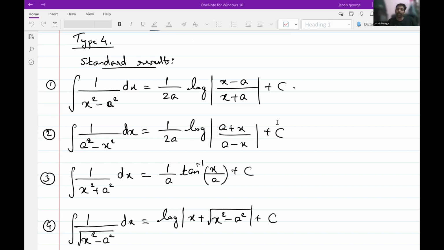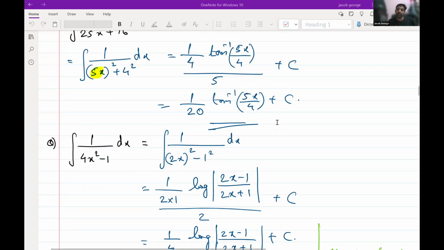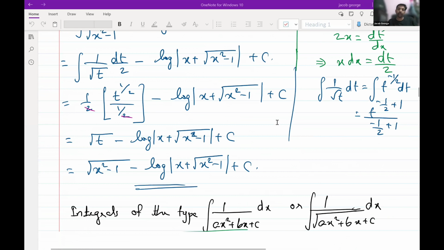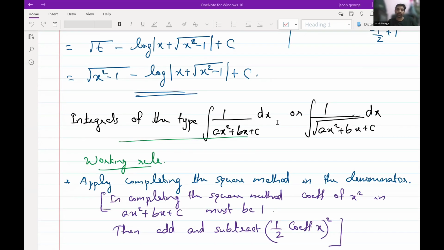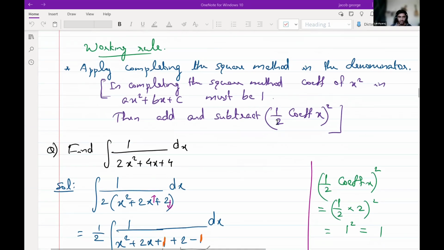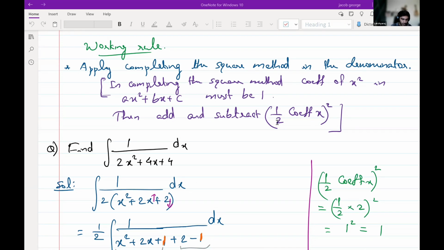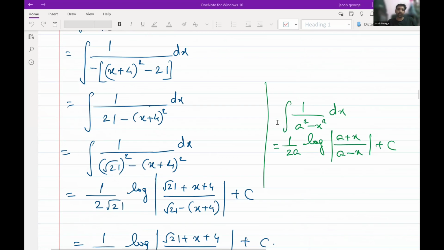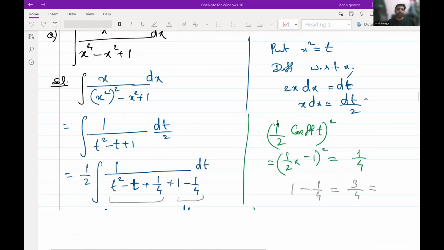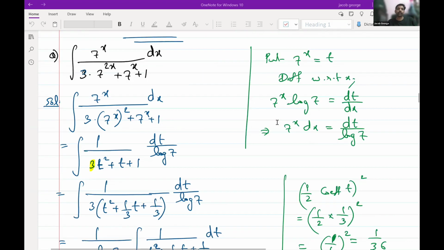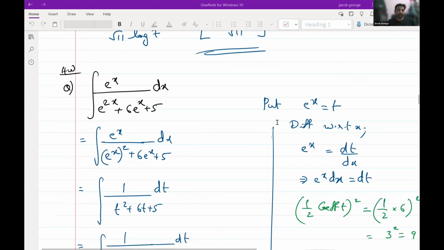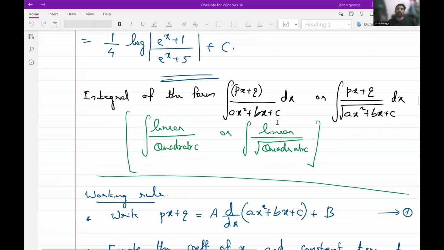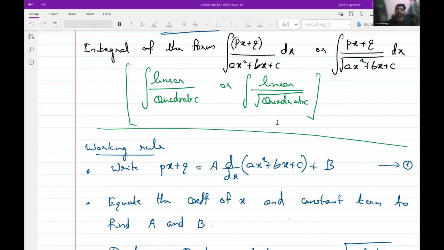Just a second. Numerator, I mean linear by quadratic. This is the completing square method. That is okay, right? These classes you all attended, right? Yes, these classes I attended. First, so far I explained that, it was a missed topic. Then this is this type. Let me take this one: linear by quadratic.